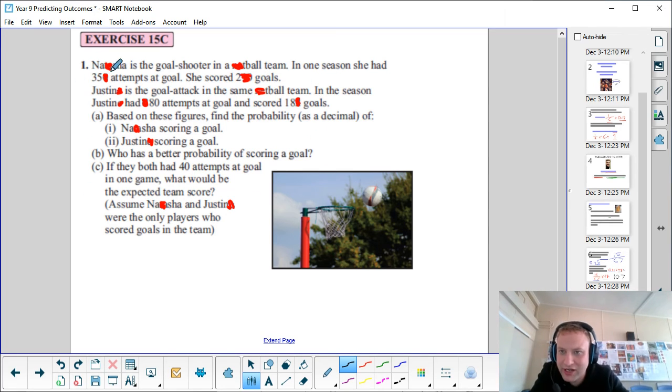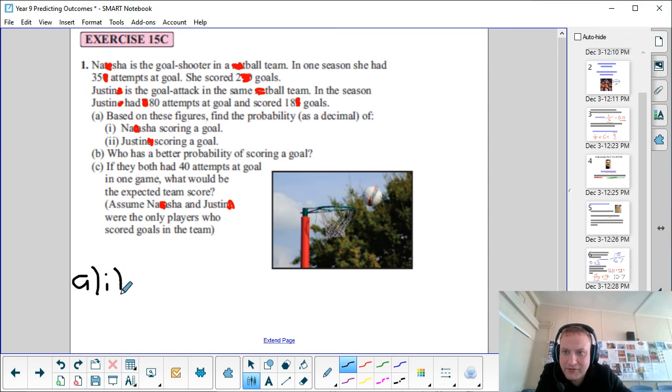So not Natasha, we've got Nasha, the goal shooter in a T-ball team. In one season, she had 35 attempts at goal and she scored 2 goals, right? So she probably shouldn't be the goal shooter. Justin is the goal attack in the same T-ball team. Justin had 80 attempts and scored 18. So again, this team's not winning any games. We want to find the probability as a decimal of Nasha scoring a goal and of Justin scoring a goal.